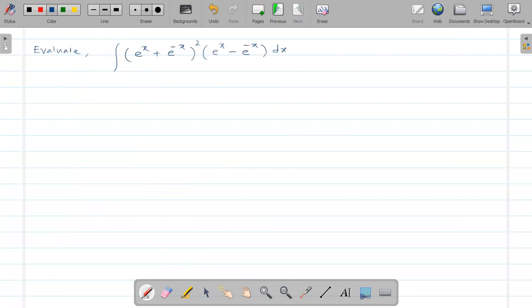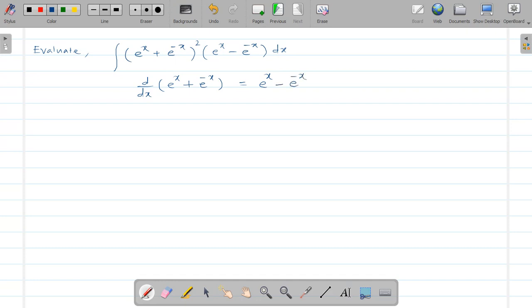Okay, now take another example, that is the integration of (e raised to x plus e raised to minus x) whole square into (e raised to x minus e raised to minus x) dx. Now if you observe here, the derivative d by dx of (e raised to x plus e raised to minus x) is equal to, see, the derivative of e raised to x is e raised to x, plus the derivative of e raised to minus x, which is minus of e raised to minus x.